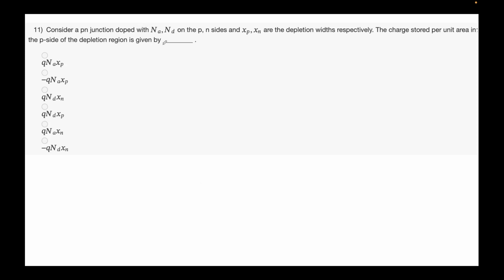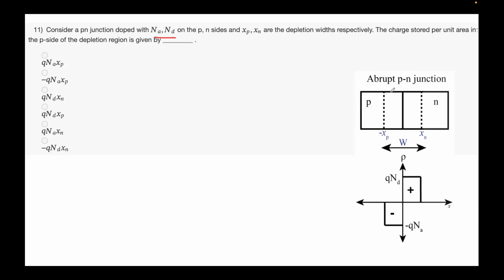Okay, the question asks, consider a p-n junction doped with Na and Nd on the p and n sides, and xp and xn depletion widths respectively. So this is the problem that we have been talking about, essentially, right? It's the same thing as that. Charge stored per unit area. Now remember, charge stored per unit area, not per unit volume. That's the concentration we are talking about. In the p side of the depletion region.